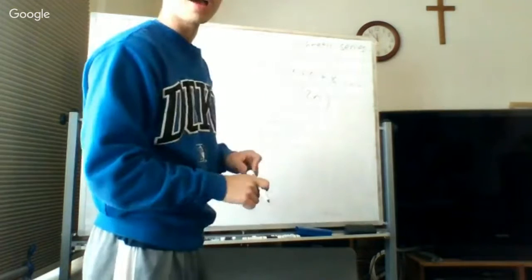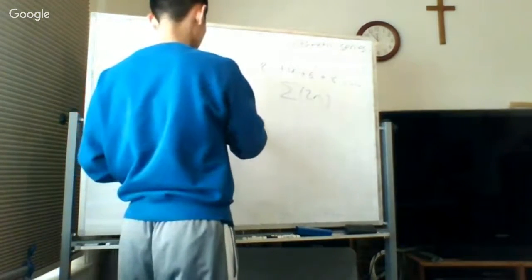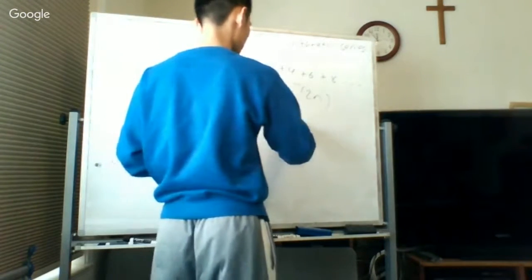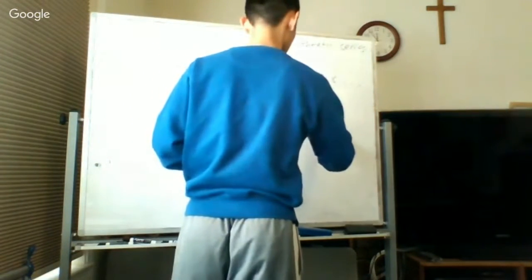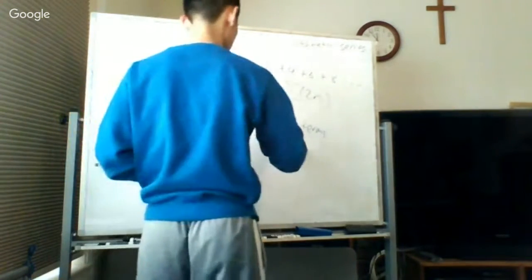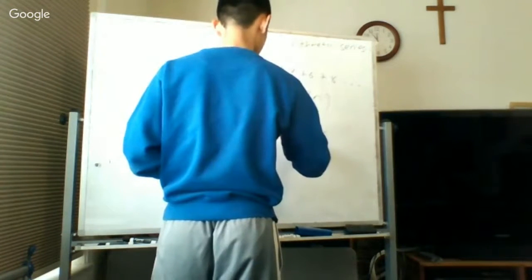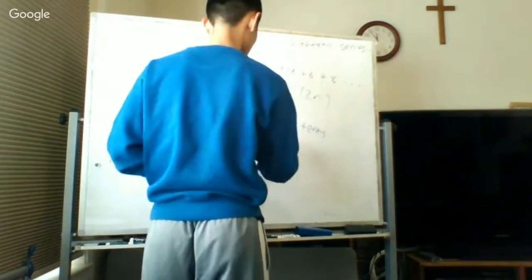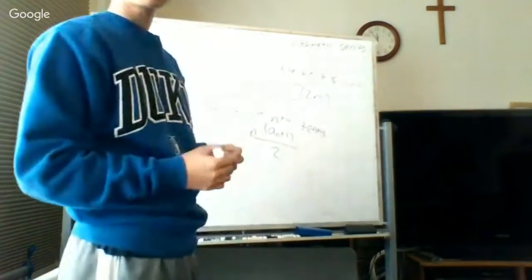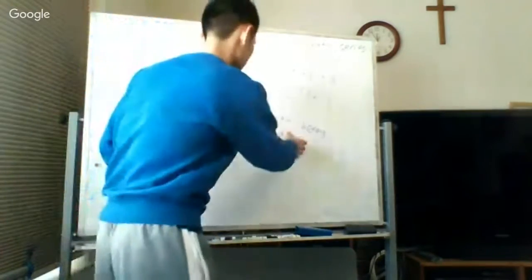So now we have a formula, all right? The sum of the first n terms of an arithmetic series. And this is pretty easy to derive. I like to write it this way.